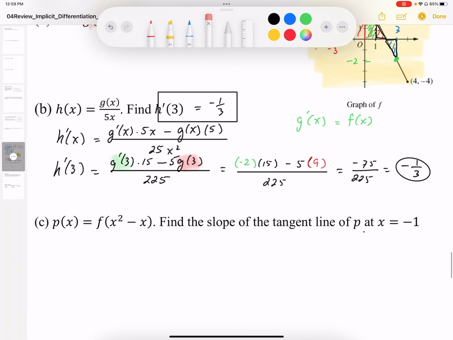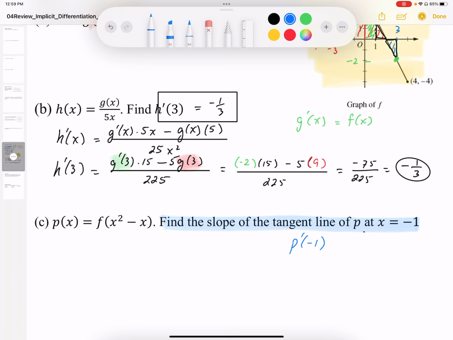In part C, it says p of x is equal to f of x squared minus x. So we have a p function defined as an f function with an embedded x squared minus x. And it says find the slope of the tangent line of p at x equals negative 1. So first of all, the slope of the tangent line of p at x equals negative 1 means that we're trying to find the derivative of p at x equals negative 1. Okay, so that's what we're looking for.